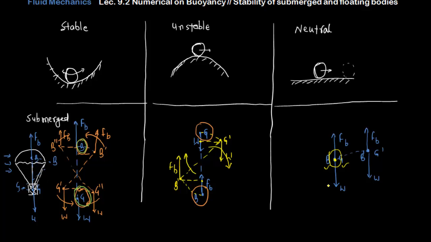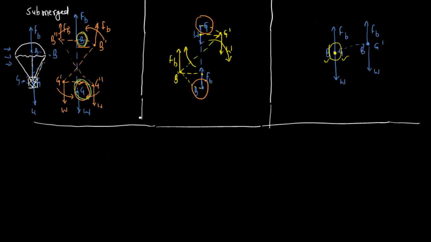Okay, so I think the point is clear about the submerged bodies. Next we'll understand the floating bodies. Now to understand the concept of stability for floating bodies, first we have to understand the concept of metacenter. So let's try to understand the concept of metacenter. First, let's see what the metacenter is.